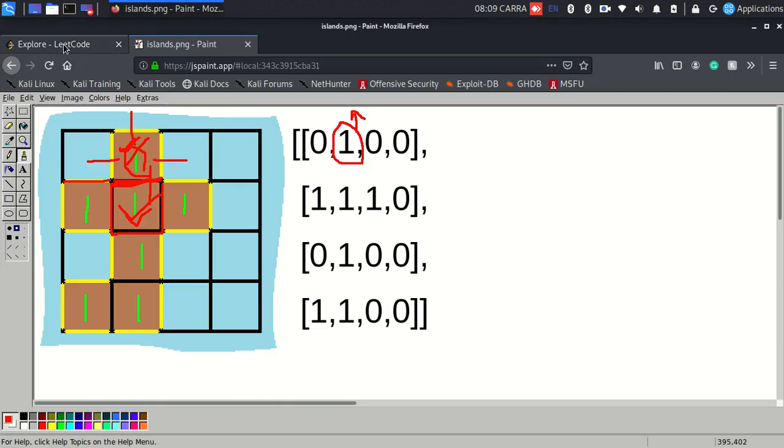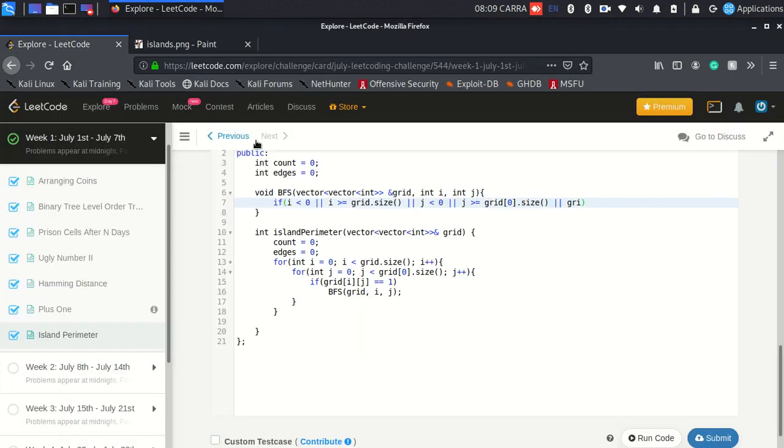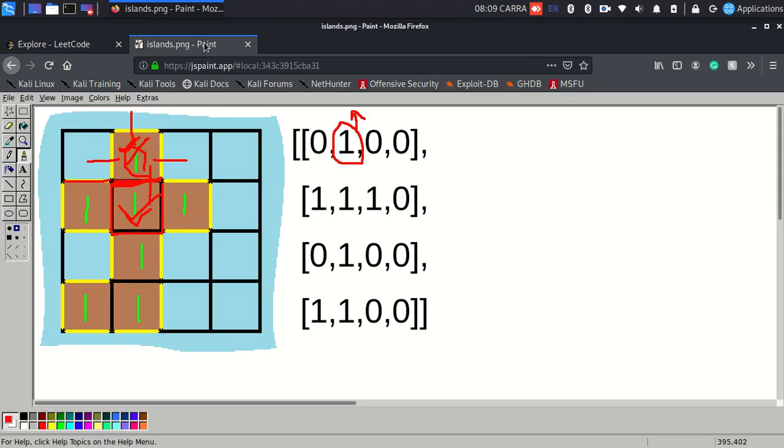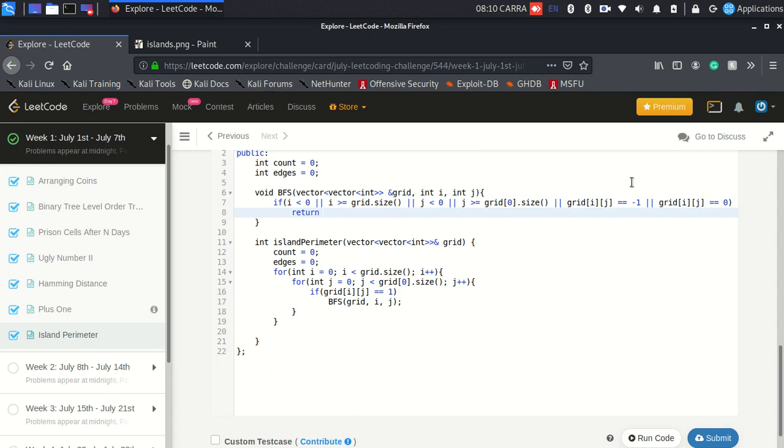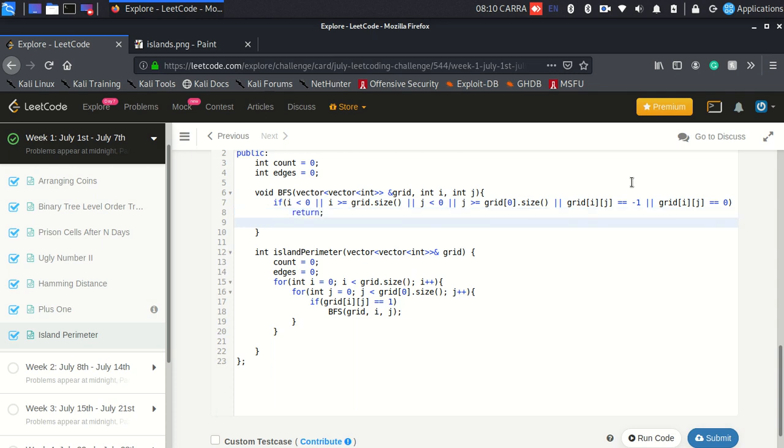So sorry, yeah, so that would be grid of i comma j is equal to -1, or I would not run a BFS on a cell which is not a piece of land, or rather which is water, right? So that would be nothing but grid of i comma j is equal to 0. So if any one of these conditions is satisfied, I'll go ahead and return. I cannot do the BFS.